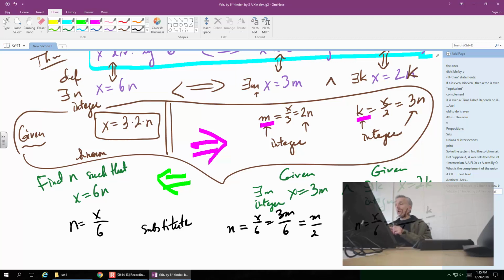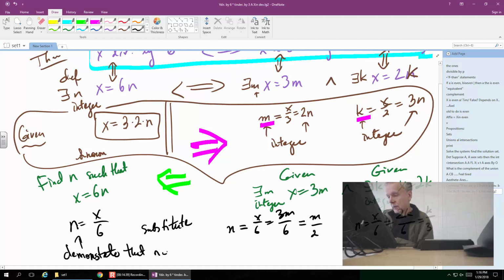Right, because m is an integer, k is an integer, yes, but m over 2, how do we know that it is an integer? We're given that n is an integer. Yes, but m over 2 is not given as an integer. We're trying to demonstrate that n is an integer.